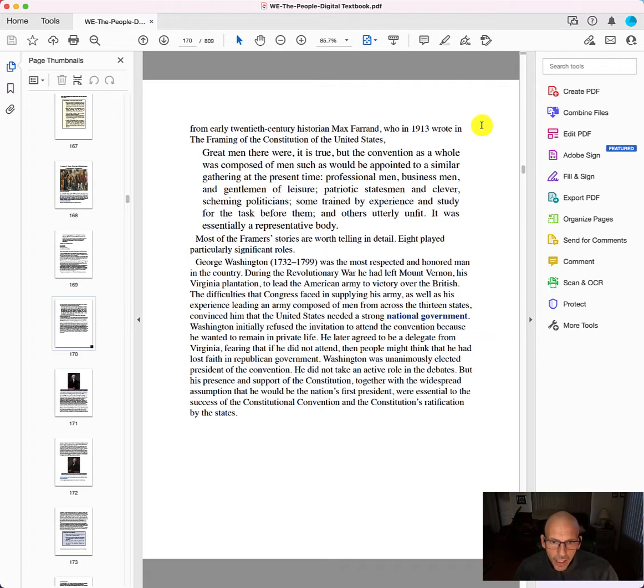He did not take an active role in the debates, but his presence and support of the Constitution, together with the widespread assumption that he would be the nation's first president, were essential to the success of the Constitutional Convention and the Constitution's ratification by the states.